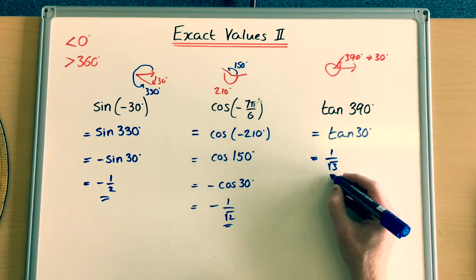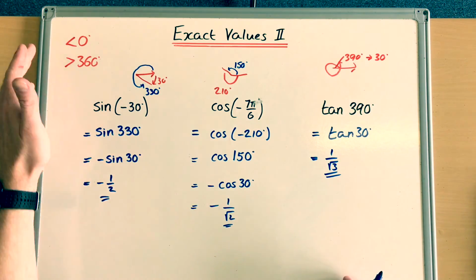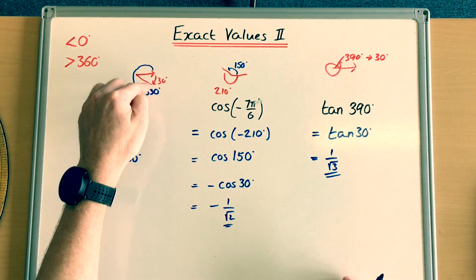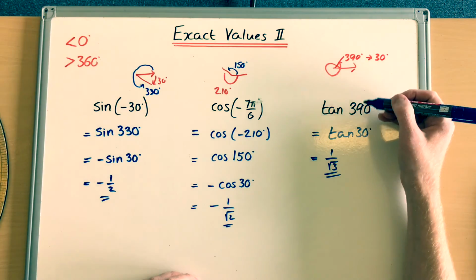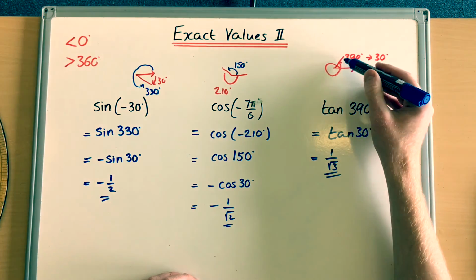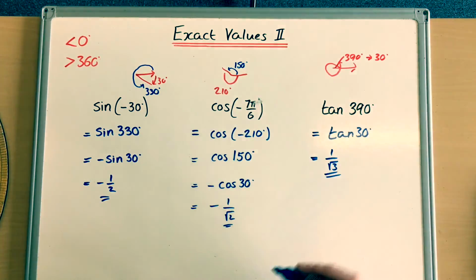Okay, less than 0, you need to figure out what the other way around would be. And greater than 360, think about going around more than once or just take away 360 degrees.